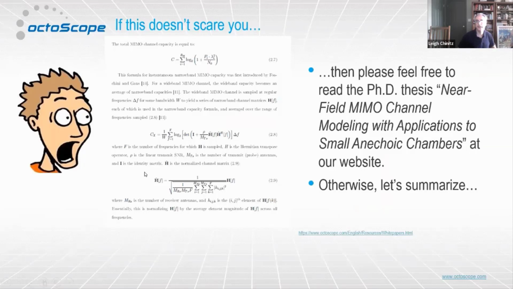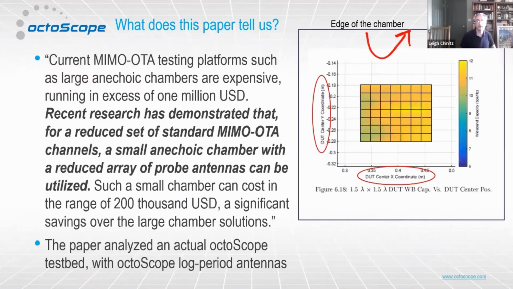a look at the PhD thesis that is available on our website called Near Field MIMO Channel Modeling with Applications to Small Anechoic Chambers. This was a PhD thesis in which some very detailed measurements and a lot of detailed analysis was done specifically of the octoscope testbed and the antennas that I've been describing. But if you don't necessarily want to dive into a full thesis, let me summarize some of the important points.